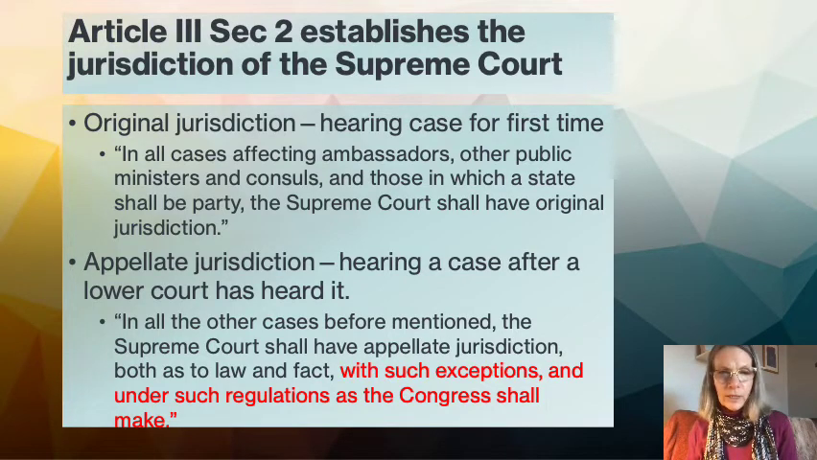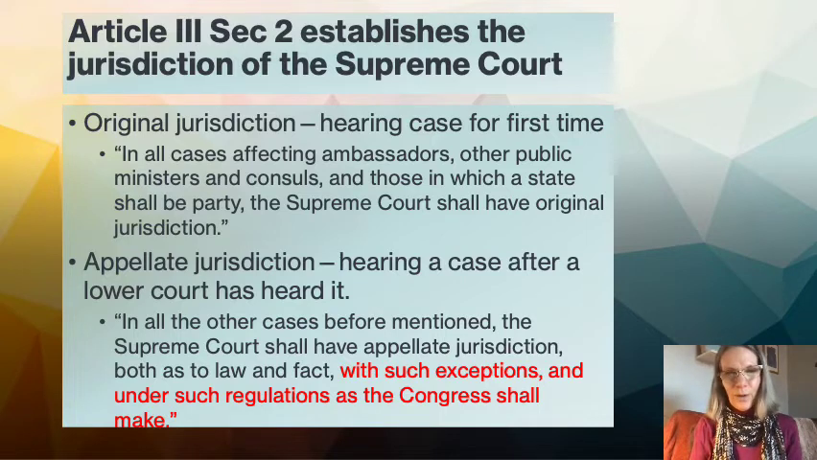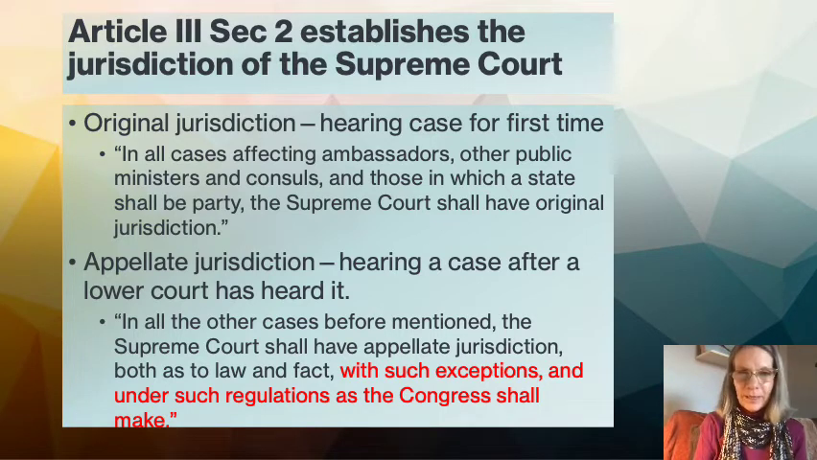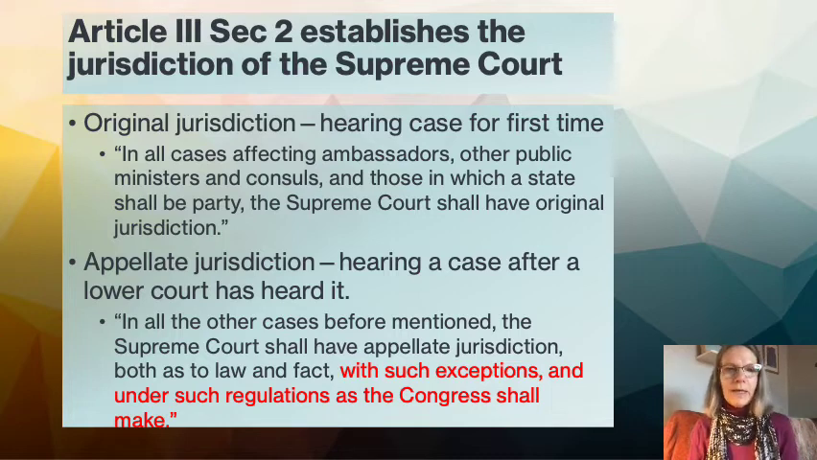So original jurisdiction, as you know from last class period, is hearing a case for the first time. In other words, the case originates in that court. It's where the trial takes place and the original decision making goes on. And as we also know from last class period, the Supreme Court, while it's usually an appellate court, does have some instances where it can hear a case for the first time. So the Constitution says in all cases affecting ambassadors, other public ministers and consuls, and those in which a state shall be party, the Supreme Court shall have original jurisdiction.